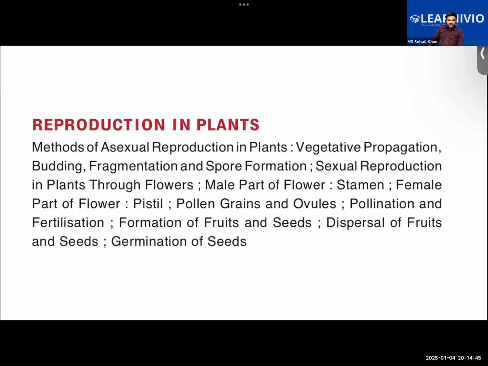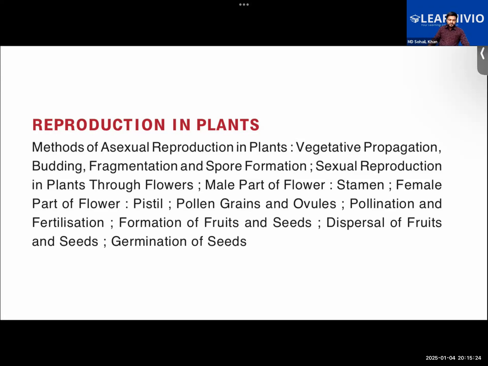Before we continue with the revision of this chapter, let me tell you quickly: as I can see in the portal, you were there while that chapter was going on in the batch, right? So I will first ask you some questions from this chapter to find out in which topics you're facing difficulty, and then we'll do the revision. So first, answer some subjective questions from this chapter, reproduction in plants. What do you understand by vegetative propagation?